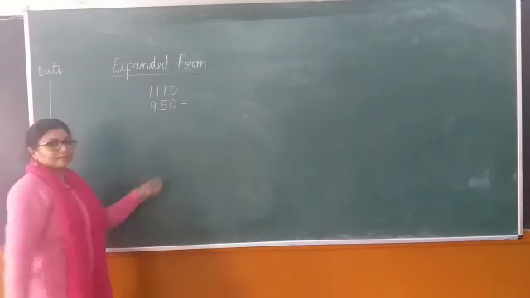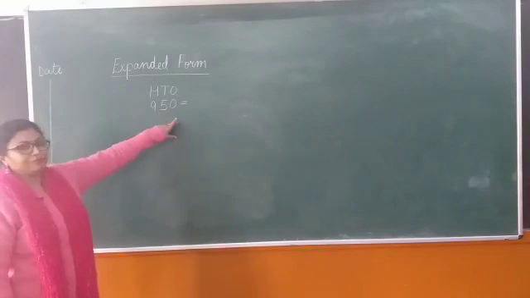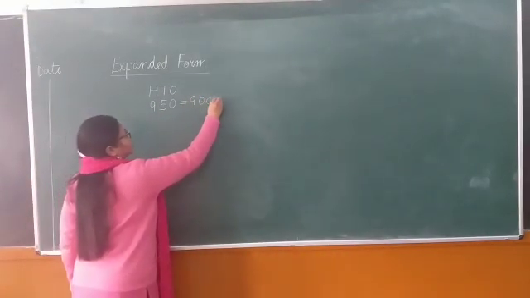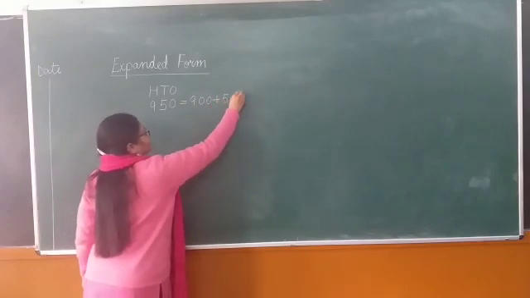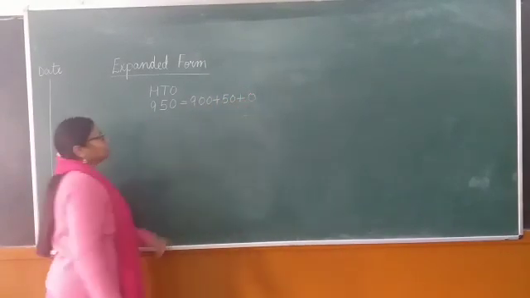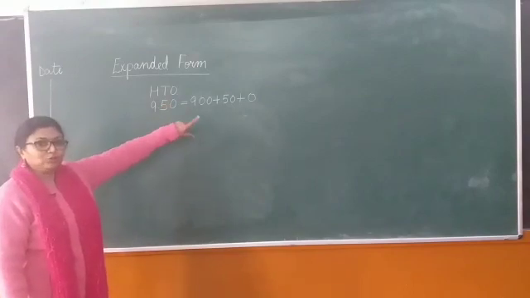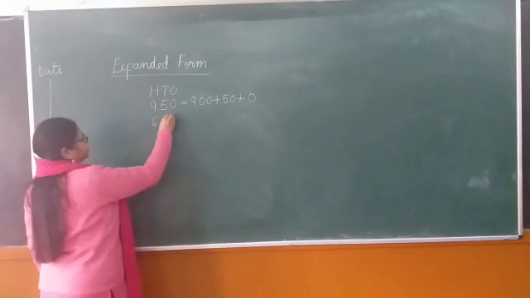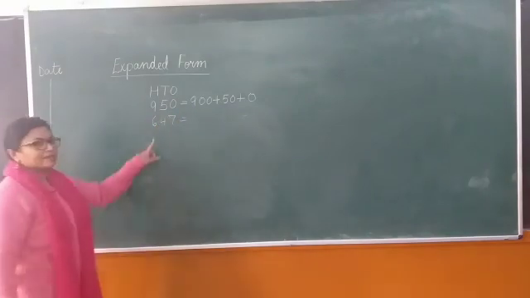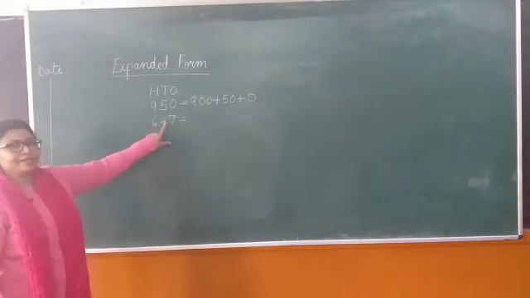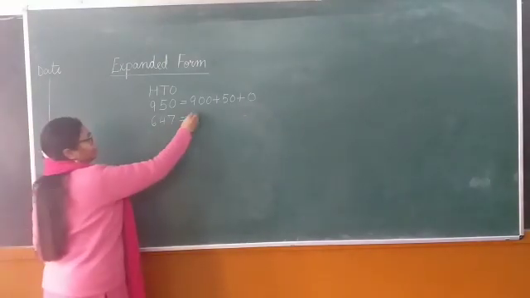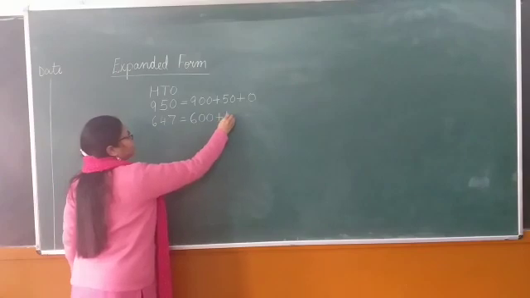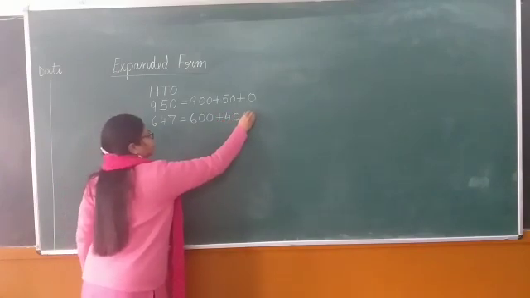Again we will do this, 950. So this is 900 plus 50 plus 0. Because 0 is in ones place, we have to show the place value of 0. So this is 647. Children, we will write 600 plus 40 plus 7.